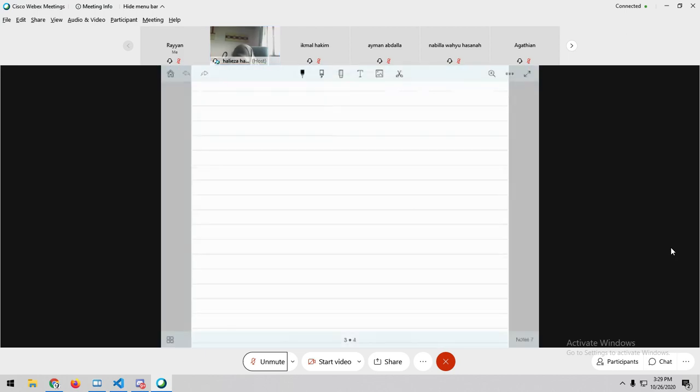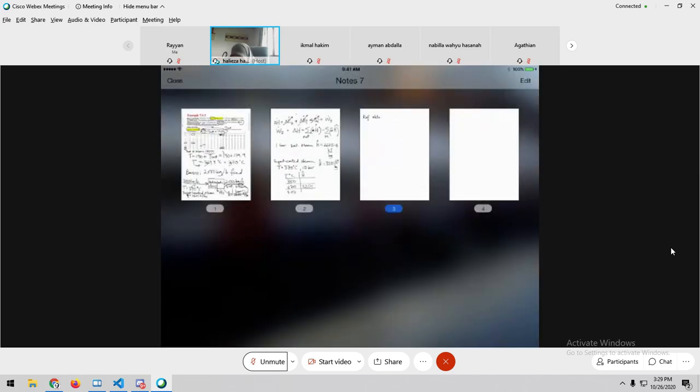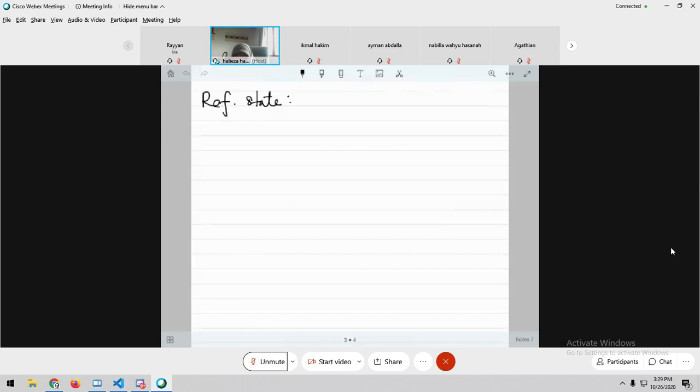I'm having problems scrolling up. Okay, reference state. What is your reference state? From the table. We are using the steam table, so what is the reference state of the steam table? If I'm not mistaken, 0.00611 bar, and 0.01 degrees C.